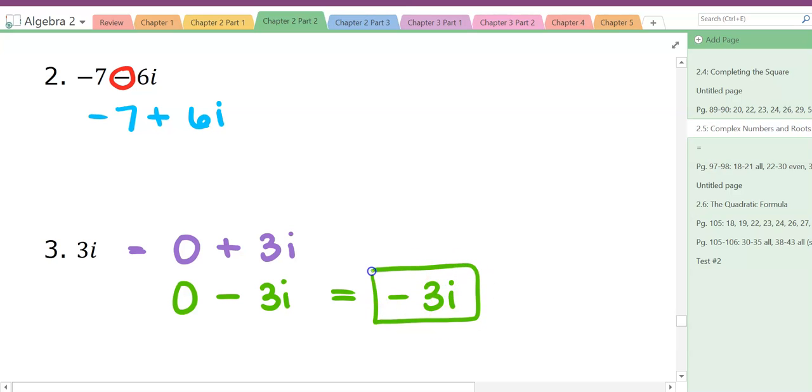So do you need to put the 0 in front? Not really. You can just change the sign so that it's, instead of positive 3i, it's negative 3i. But to understand how that happens, it might be helpful to have that 0 in front as just kind of holding the place of that regular number.